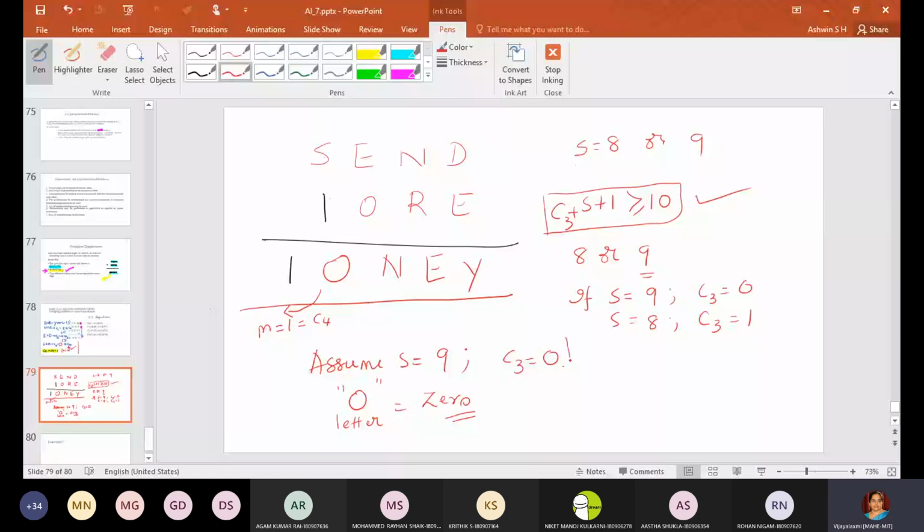Assumption, I don't know. I'll just proceed with this assumption. Okay. So now I'll rewrite it. I'll go to next page.